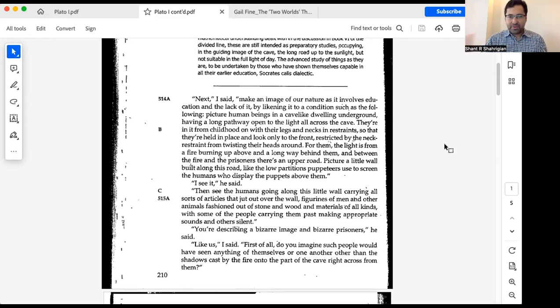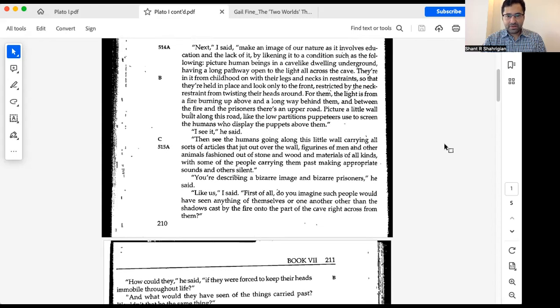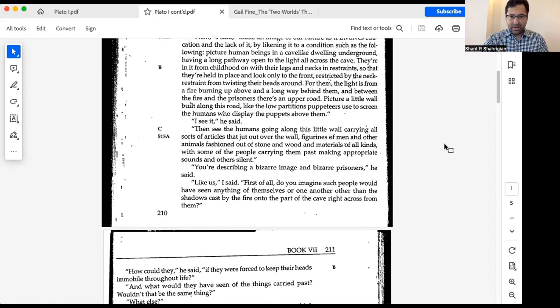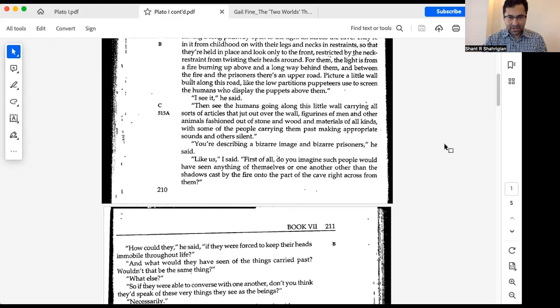And between the fire and the prisoners, there's an upper road. Picture a little wall built along this road, like the low partitions puppeteers use to screen the humans who display the puppets above them. So Plato's Republic is not an illustrated text, but here's a very vivid image that Socrates is inviting us to think of. On that wall that's still in the cave, going all along it, there are humans carrying all sorts of articles that jut out over it. Figurines of men and other animals fashioned out of stone and wood and materials of all kinds, with sound effects.